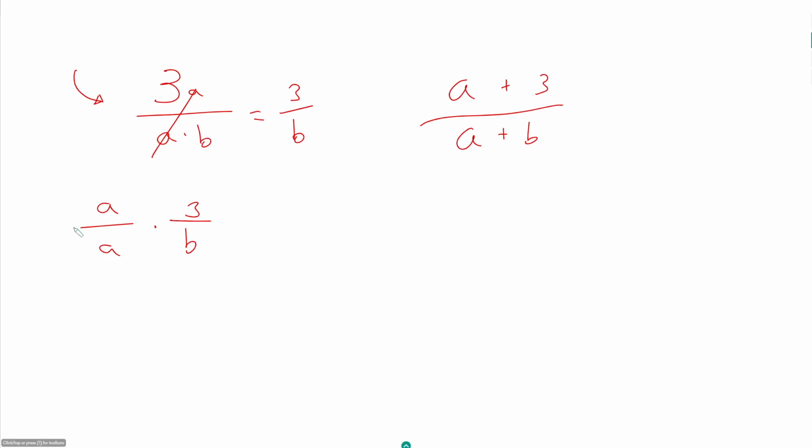In other words, I can get back from here back to here. I can reverse engineer my way from here back to here. Therefore, I know these two things are equal. And so if I have this here, a over a, that's just 1. So that is the same as 1 times 3 over b, which is just 3 over b.